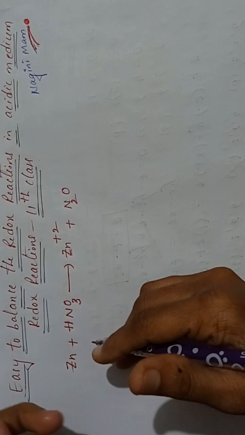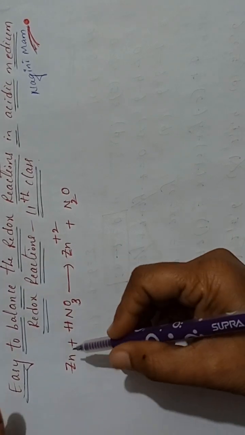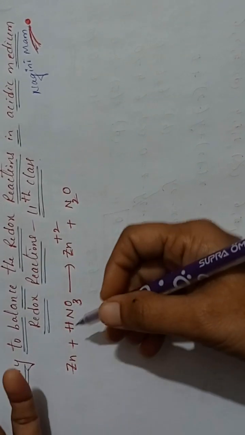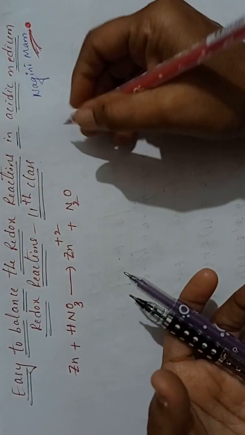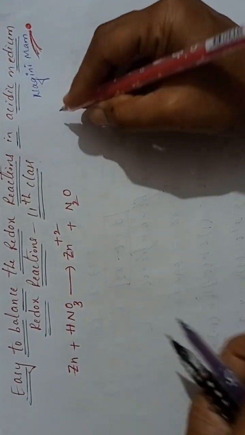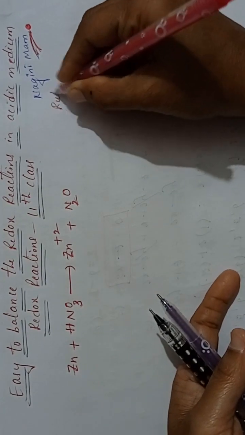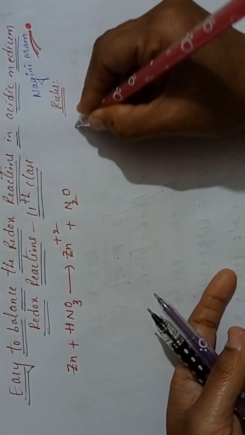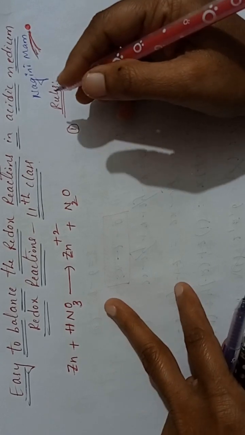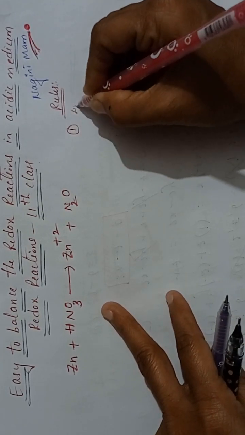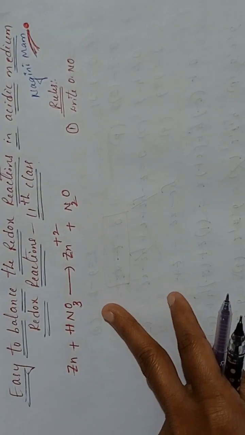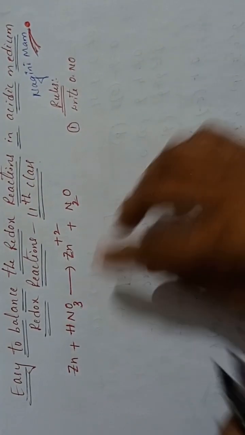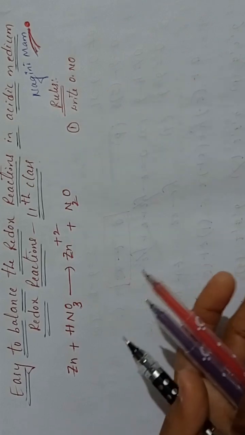Okay, so first you have to write the oxidation numbers of all the atoms present in the chemical equation. Here are some rules I am saying, students; you have to follow these rules. What is the first rule? Write oxidation numbers of all the atoms. So first I am writing the oxidation numbers of all the atoms.